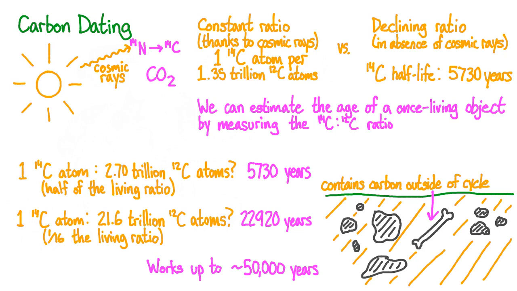Objects older than that have such a trace amount of carbon-14 that it's difficult to accurately measure the ratio of carbon-14 to carbon-12. We can carbon date fossils, like bones, shells, and plants, to get a better understanding of the biology of the age. We can also date the objects that humans have made out of living things as well, such as woody paper, animal leather, or bone tools.